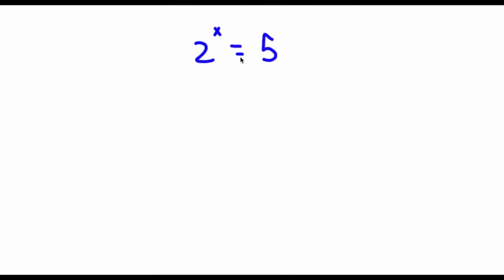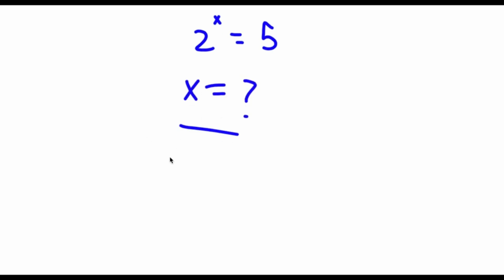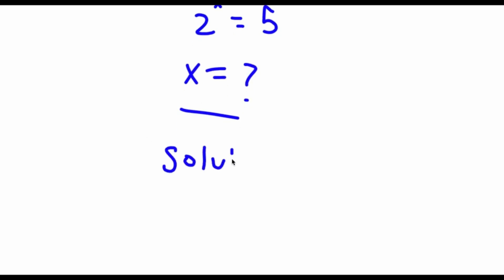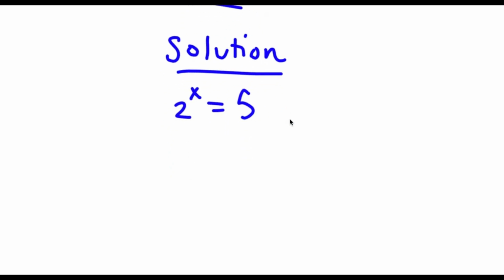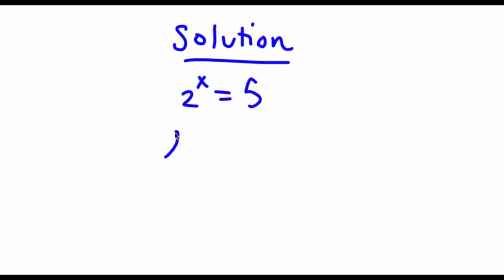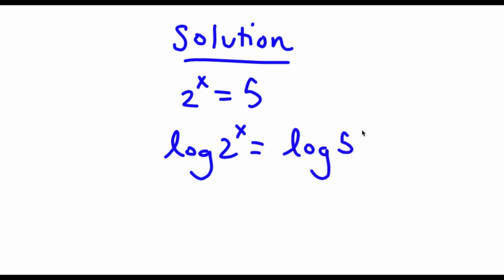Alright, so I have 2 to the power of x is equal to 5. Now I want to find the value of x. So for my solution, I first start with 2 to the power of x is equal to 5. Now I'm actually going to take the log on both sides. So now I have log of 2 to the power of x is equal to log 5.